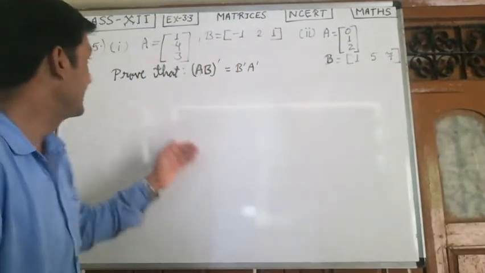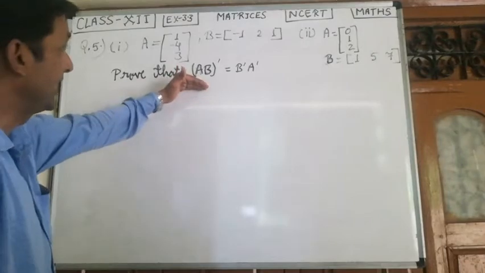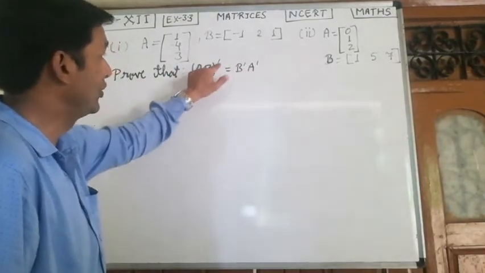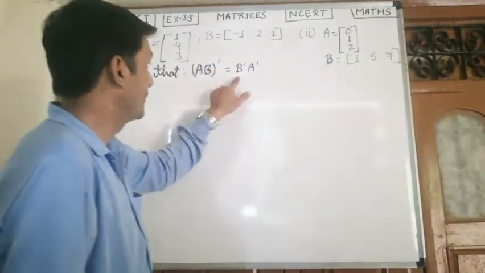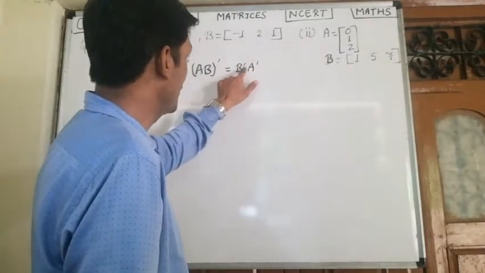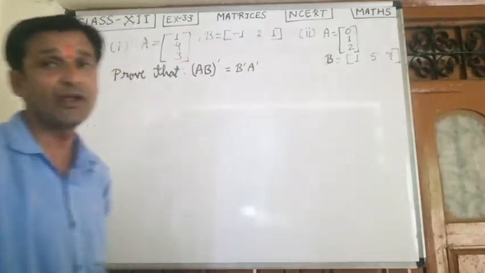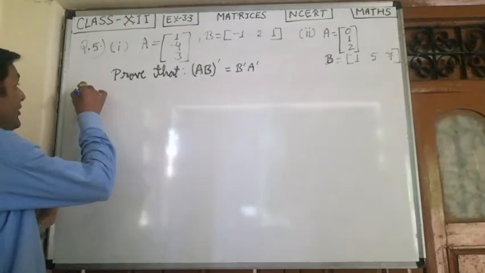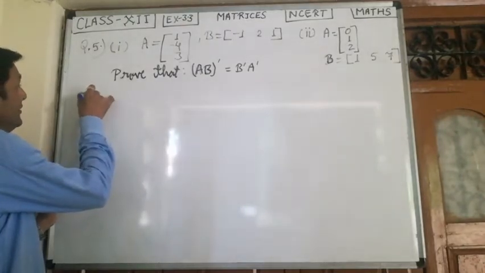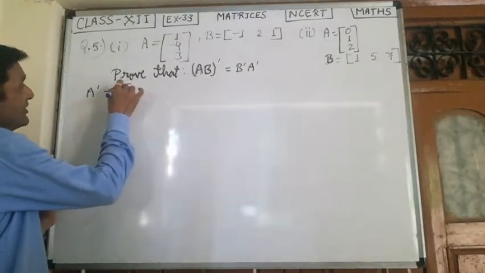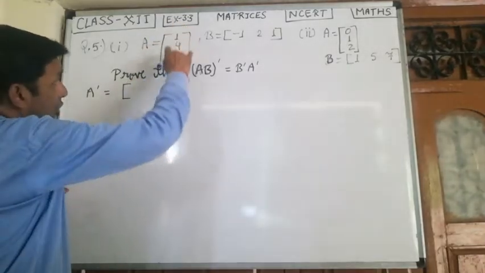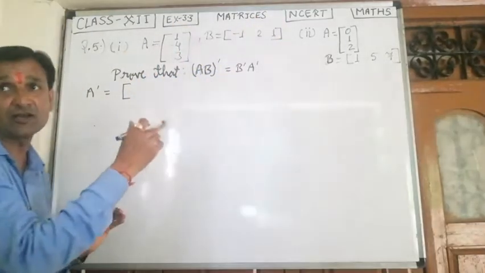the row matrix 1, 5, 7. And here we have to prove that (AB) dash, means (AB) whole transpose, is equal to B dash A dash, means transpose of B into transpose of A. That we have to do. So now first of all find A dash. A dash is equal to this whole column written in a row, that is called transpose.